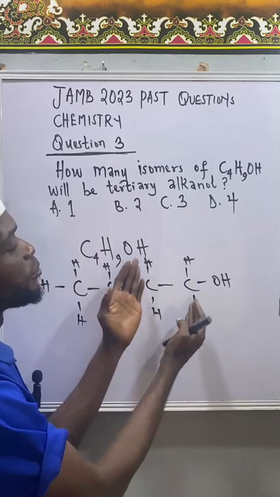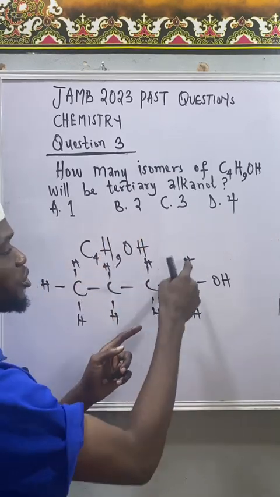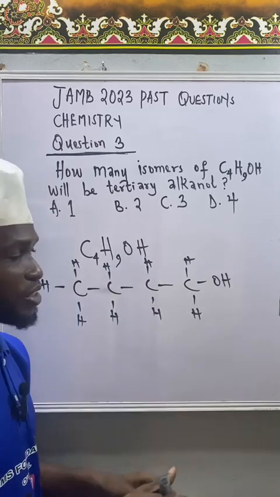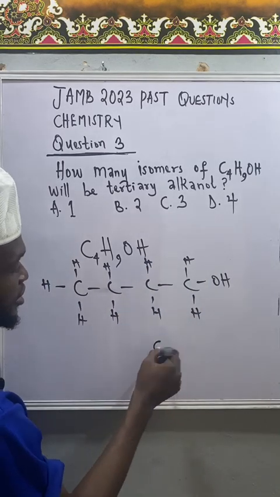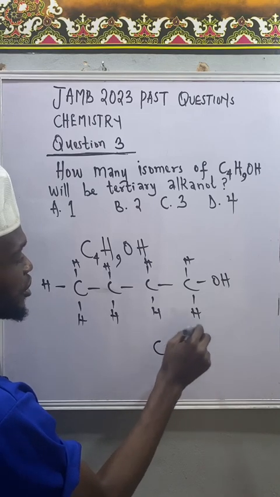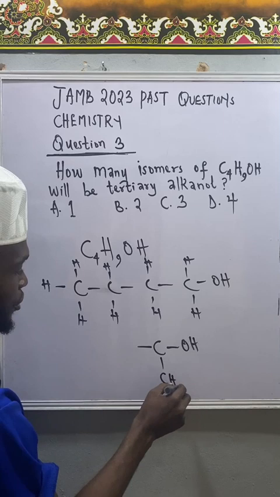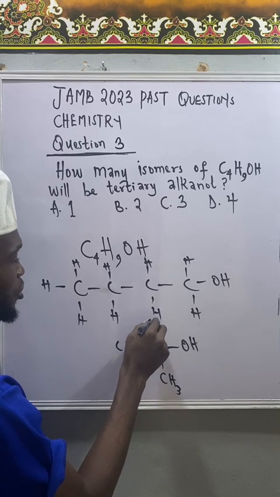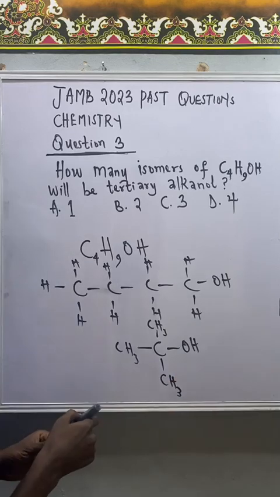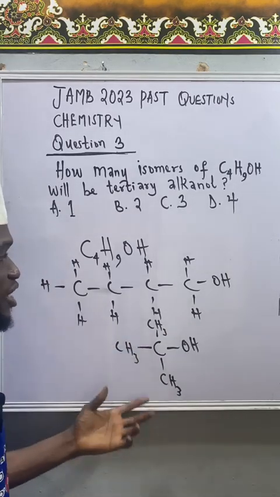Now, for us to form tertiary alkanol from this, the carbon atom that is carrying the hydroxyl group will be attached to 3 alkyl groups. So let's form 3 alkyl groups from here. Let's say this is the carbon carrying the hydroxyl group. 1 alkyl group should be here. Another alkyl group should be here. Another alkyl group to be here. So we have methyl attached to this. 1, 2, 3. We have 3 methyl.